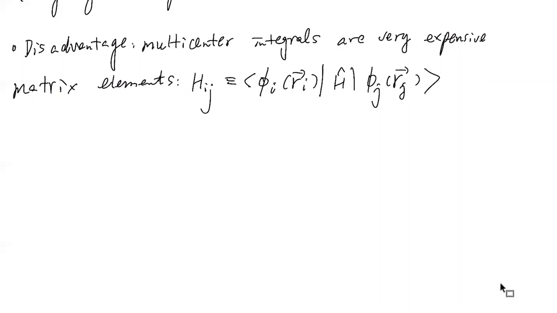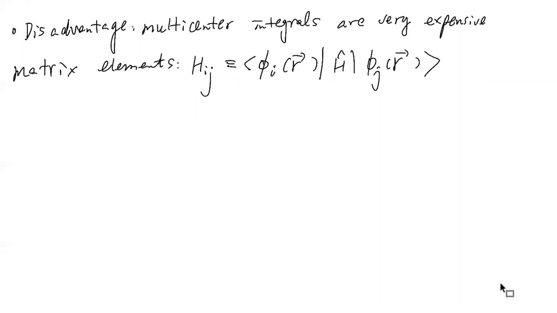Or if you use a dummy index, let's just use R as a dummy index. If we're doing a single electron theory, then the first electron or second electron have essentially the same form. So this is the matrix element. Here, i and j, of course, are the AOs, your approximated AOs. This is the matrix element.